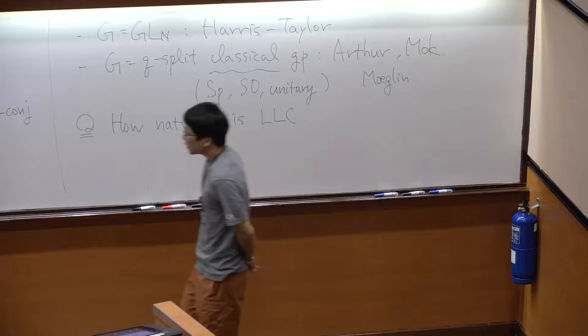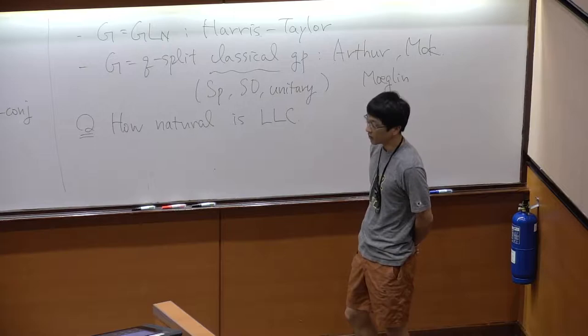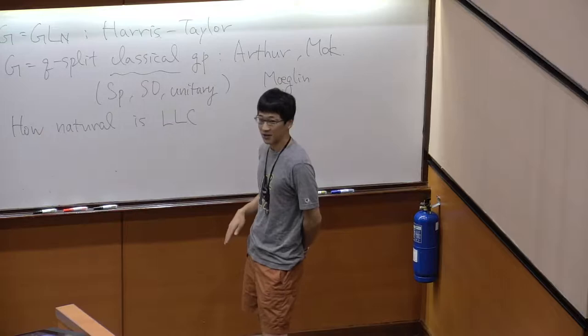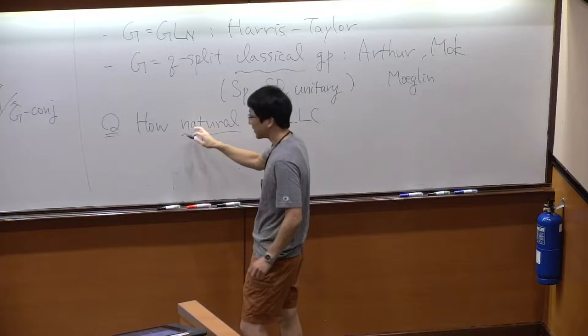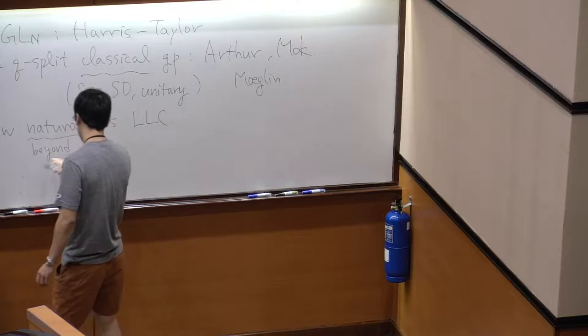But it is known that the map of LLC satisfies a lot of good properties other than such characterizations. And also, there are so many conjectures about such good properties. So naturality here means the naturality beyond such characterizations.